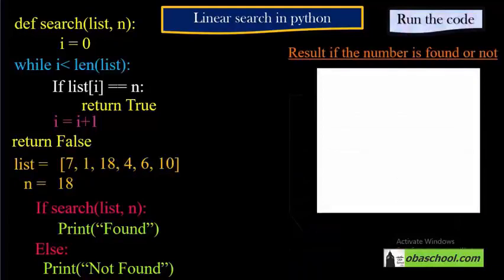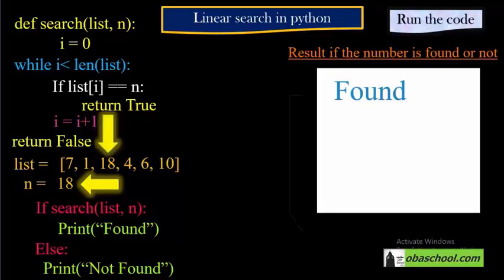Okay, now let's run the code, and here we will see the result if the number is found or not. Found. So it found number 18 in the list. How? So here 18 is the n, the number that we are looking for, the key. And as you can see, 18 is found in the list here. So this is why it checked the rule and it print found, as you can see here on the screen.